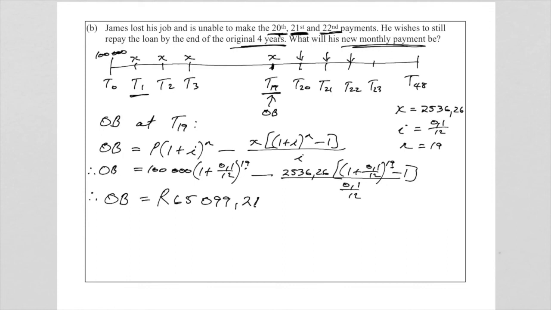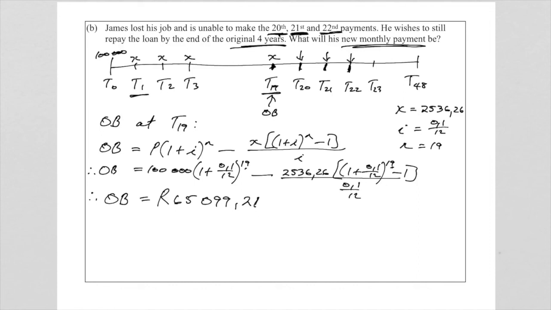Now, please take note that he missed 3 payments. So that means we need to grow this loan. So this is now the present value. The new present value is this outstanding balance, that's 65,000. We now need to grow it up to one period before the first payment, the new first payment that we're going to calculate just now.